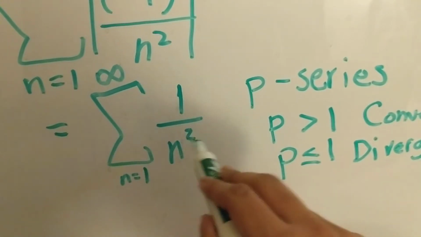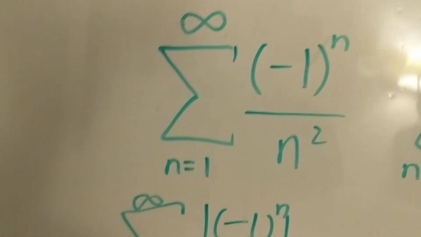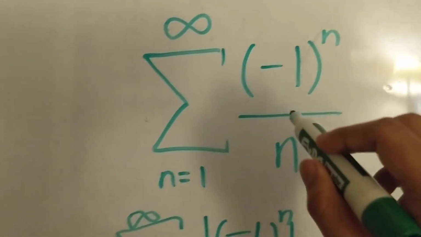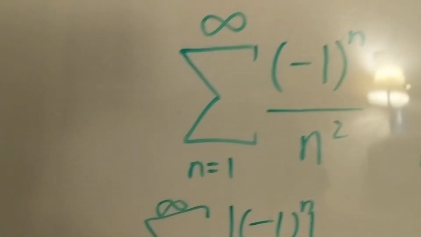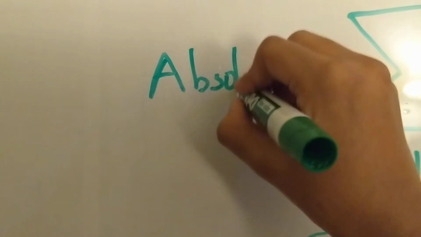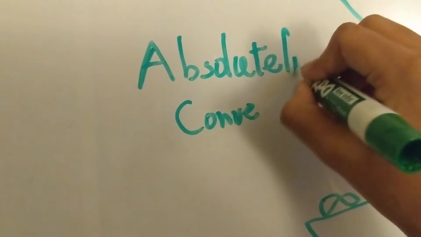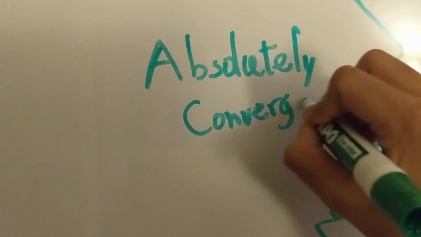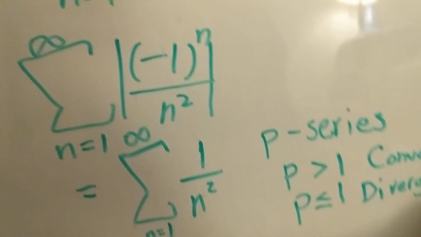So this 2 is greater than 1. That means this is convergent. We know that this is normally convergent. Now we took the absolute value, and we found out that this is also convergent, meaning that this falls under the distinction of absolutely convergent. So that is what we got here, and this is going to be absolutely convergent.